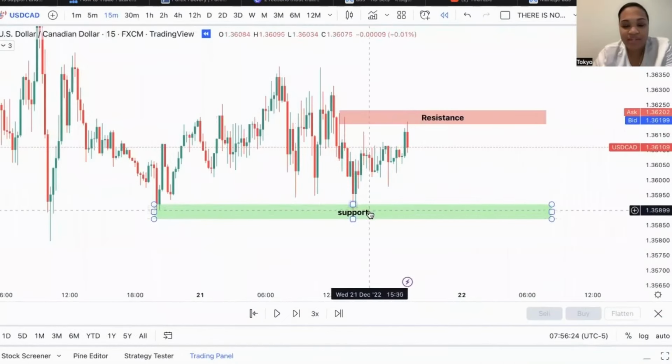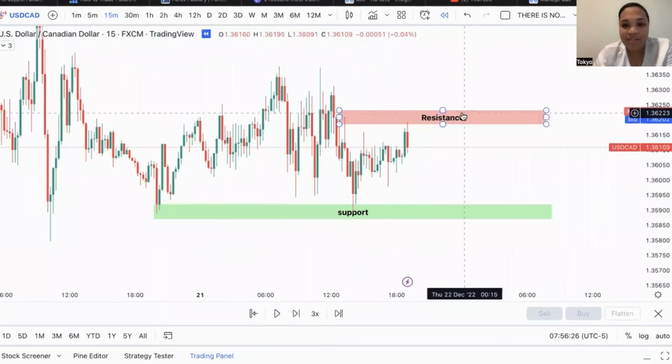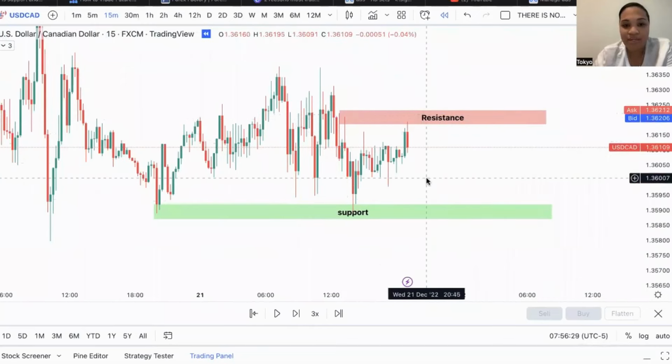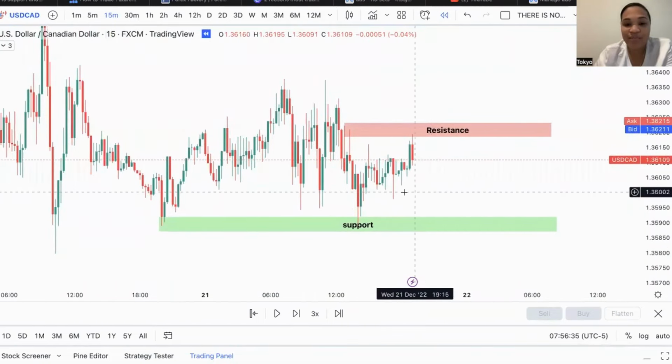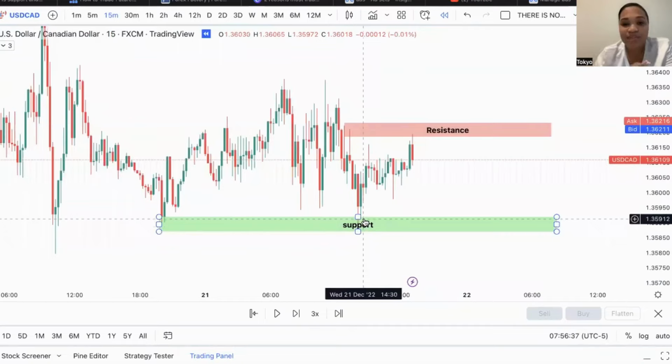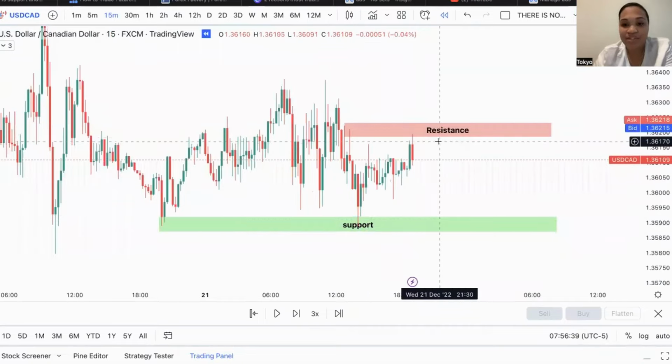standpoint. I found that this area is a level of support, and I found that this level is an area of resistance. Now guys, I did give you a really helpful nugget. I said that if we were in an uptrend, we'd want to focus on the support levels, and if we were in a downtrend, we want to focus on getting our opportunities from the resistance levels.